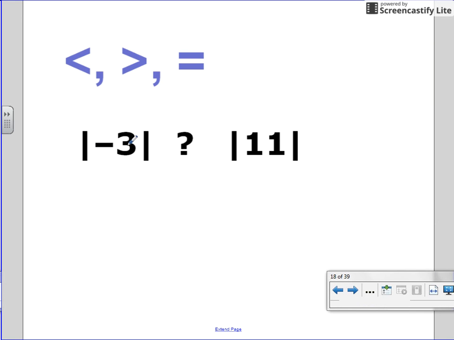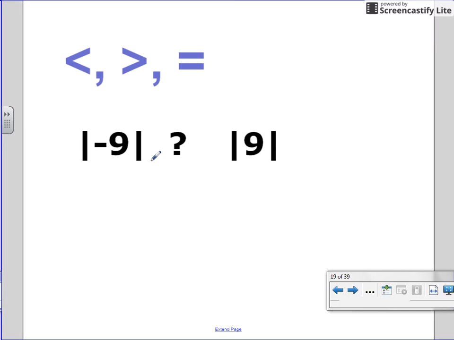Now, if I'm asking you to compare things with absolute value symbols, first, let's do each side. The absolute value of -3 is +3. The absolute value of 11 stays 11. Notice it doesn't switch. These are always going to end up being positive. Now, which one is bigger, 3 or 11? It's 11. So I have to put a less than sign. So the answer for this one would be less than.